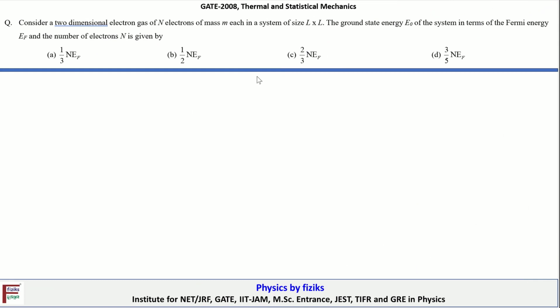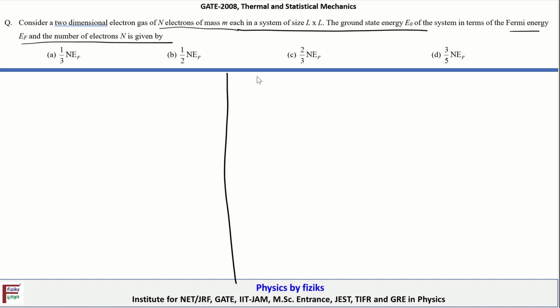So let's continue with the next problem, which is also connected with the same statement here. It's again the same statement as from the previous question, but now we have to find the ground state energy Eg of the system in terms of Fermi energy Ef and the number of electrons. Okay, so let's see how we can do this. First of all, we are going to determine the total number of electrons in the system in terms of the Fermi energy. And because we are talking about the ground state energy, the system will be at ground state when the corresponding temperature is absolute zero.